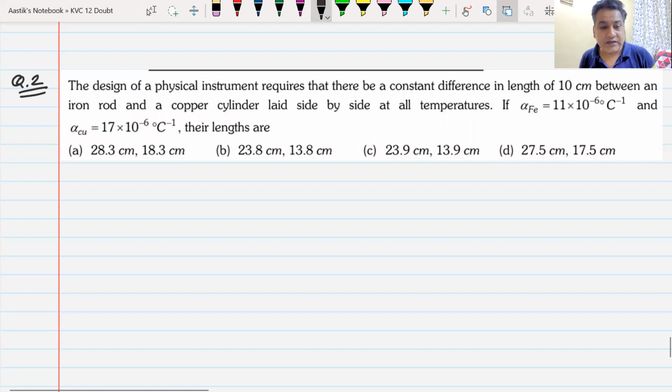Question of thermal expansion is the easiest one. Now remember, the only problem in this question is the calculation. The design of a physical instrument requires that there is a constant difference in length of 10 centimeters between an iron rod and a copper cylinder laid side by side at all temperatures. If alpha for iron is something 10 raised to the power minus 6 and alpha for copper is something, what are their lengths? You shall have 2 minutes of time to solve this.